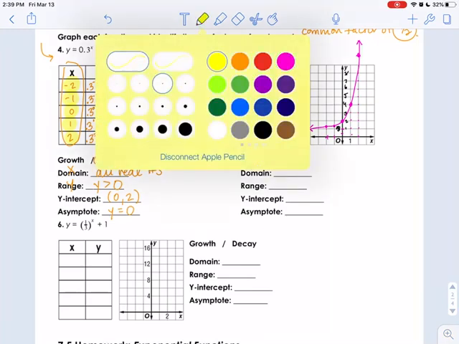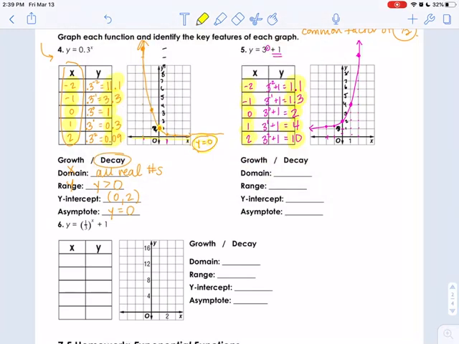But as you can see, this graph has actually been shifted up because of this +1. So instead of having an asymptote at y equals 0, I now have an asymptote at y equals 1 right here. So this graph is never going to touch this line, y equals 1, that's my asymptote. So now we can answer the questions about this one.